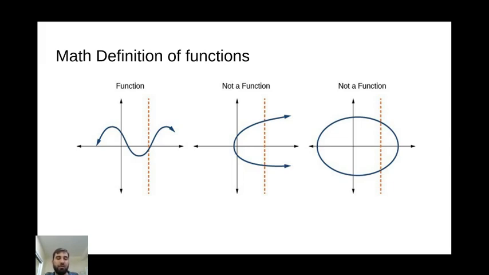So for the first one, no matter where we are on the input value, there's only one possible output value. If we cross a vertical line through the graph of our function and it ever crosses 2 points, that means for one input, we have 2 different outputs. That is not a function. So that's why this first one passes the vertical line test. It is a function, and the second 2 are not functions.